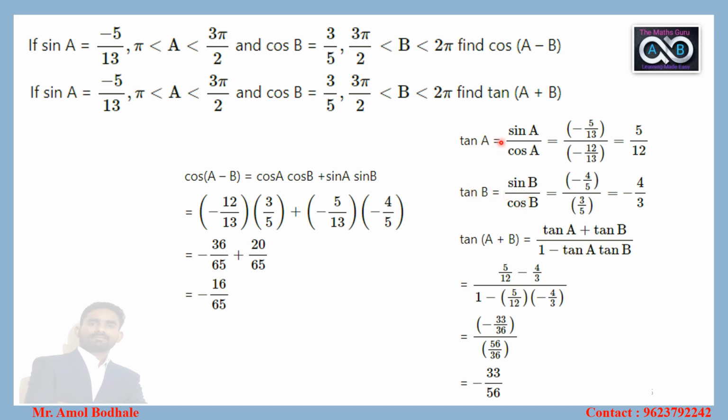So what is tan A? Sin A upon cos A. Sin A is already known, minus 5 upon 13. Cos A is also known, minus 12 upon 13. So here 13 cancels, negative upon negative is positive, so we get 5 upon 12. Similarly, tan B is sin B upon cos B, which is minus 4 upon 5 upon 3 upon 5. The 5 cancels, which gives minus 4 upon 3. Once we have tan A and tan B, we can easily find tan of A plus B.